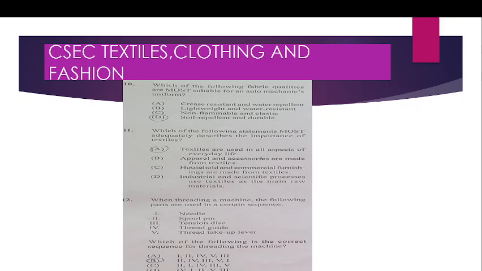That's A. Number 12 reads, when threading a sewing machine, the following parts are used in a certain sequence. So let us reason them out now. We have 2, your thread will be placed on your spool pin. Then it is passed to number 4, which is a thread guide. From your thread guide, you're going to pass your thread through the tension disc. And from the tension disc, you're going to pass it through the thread take up lever and finally to number 1, which is your needle. So that's B, 2, 4, 3, 5, 1.